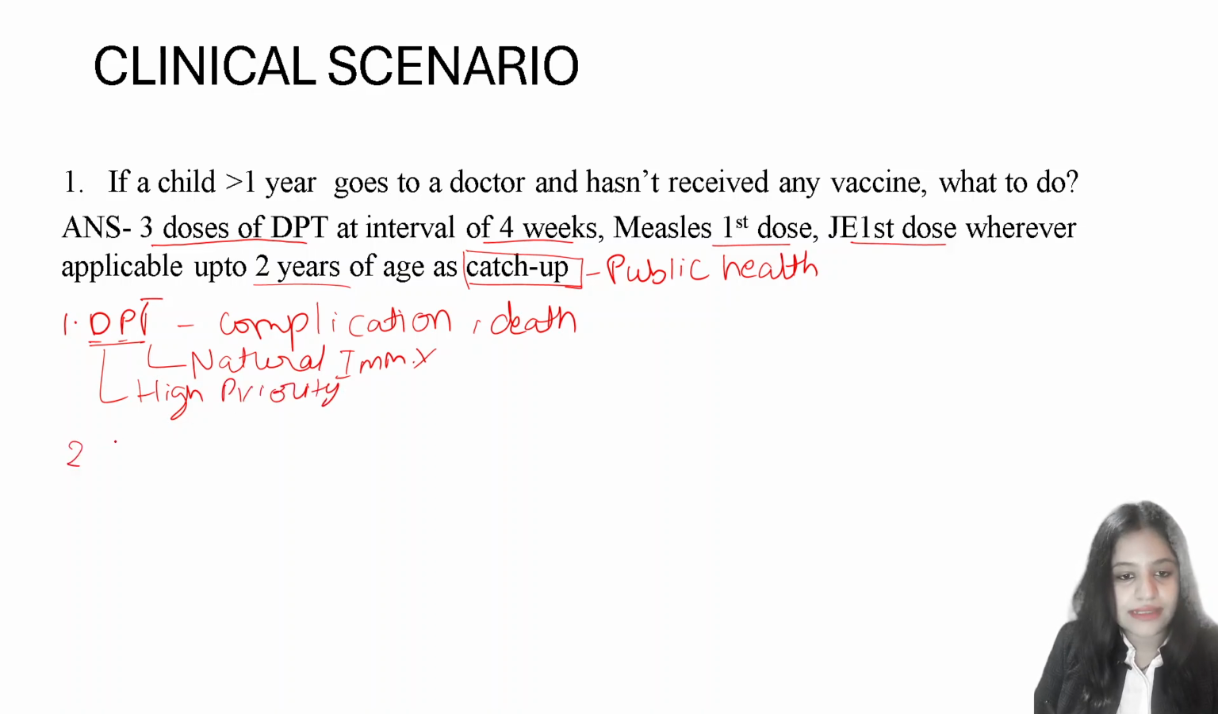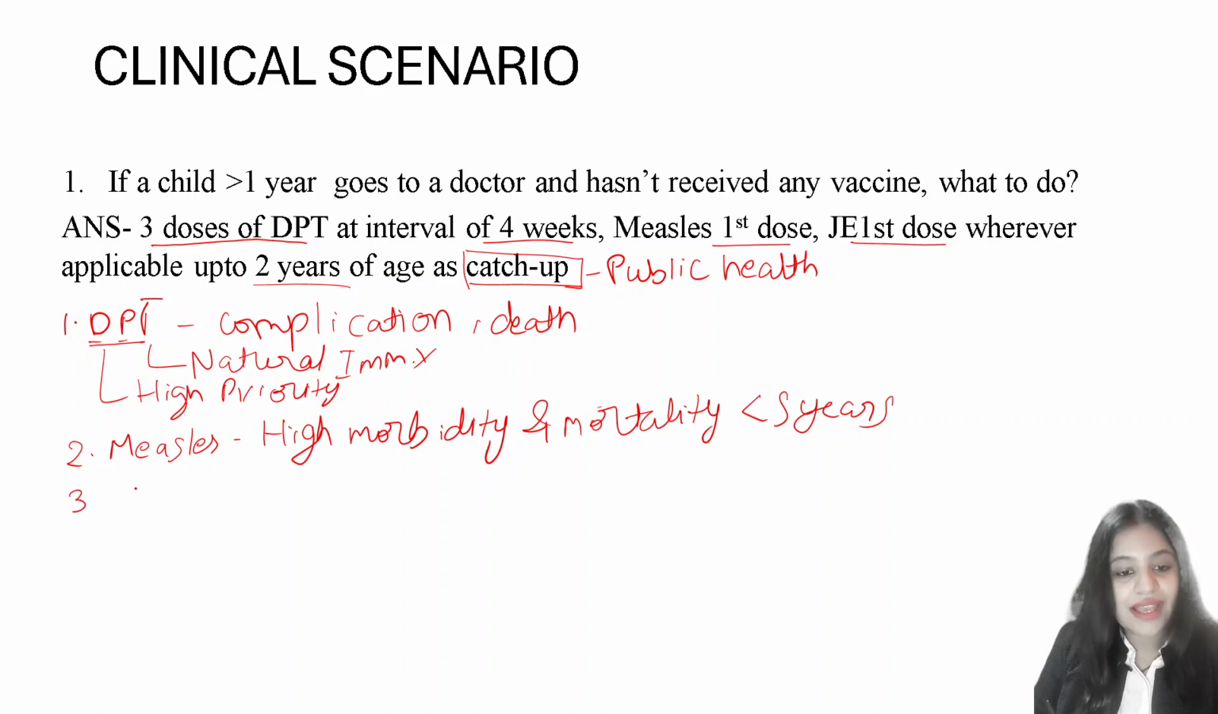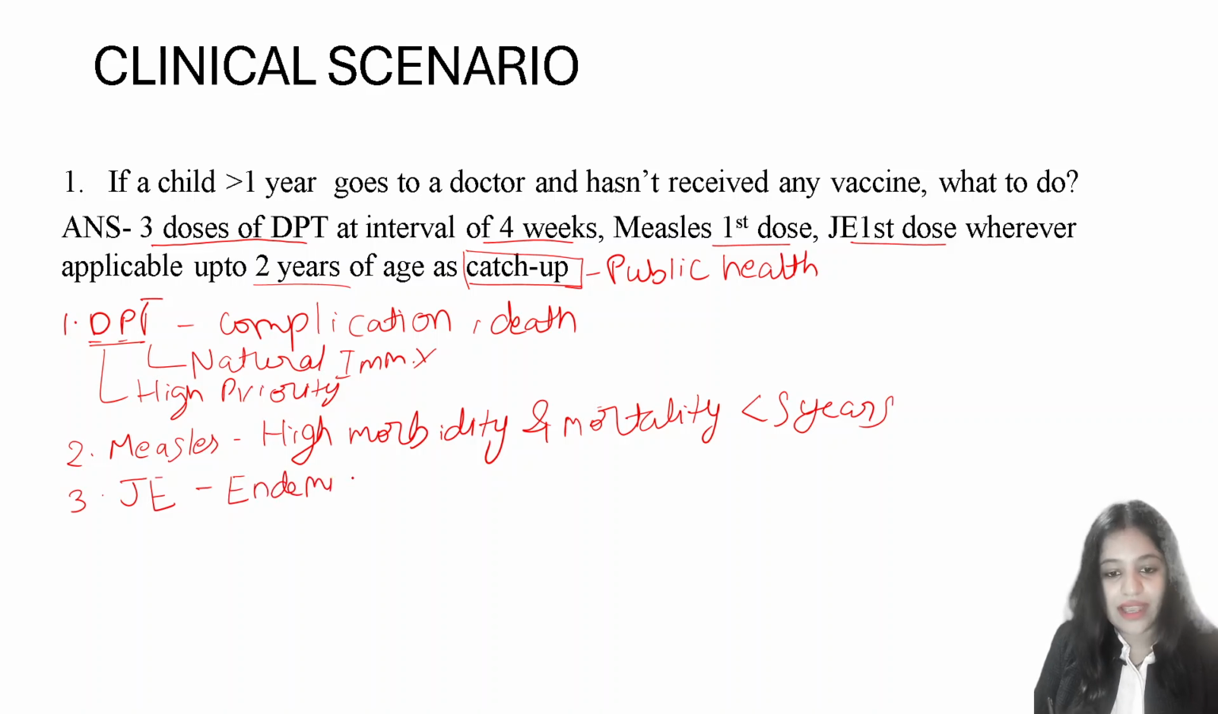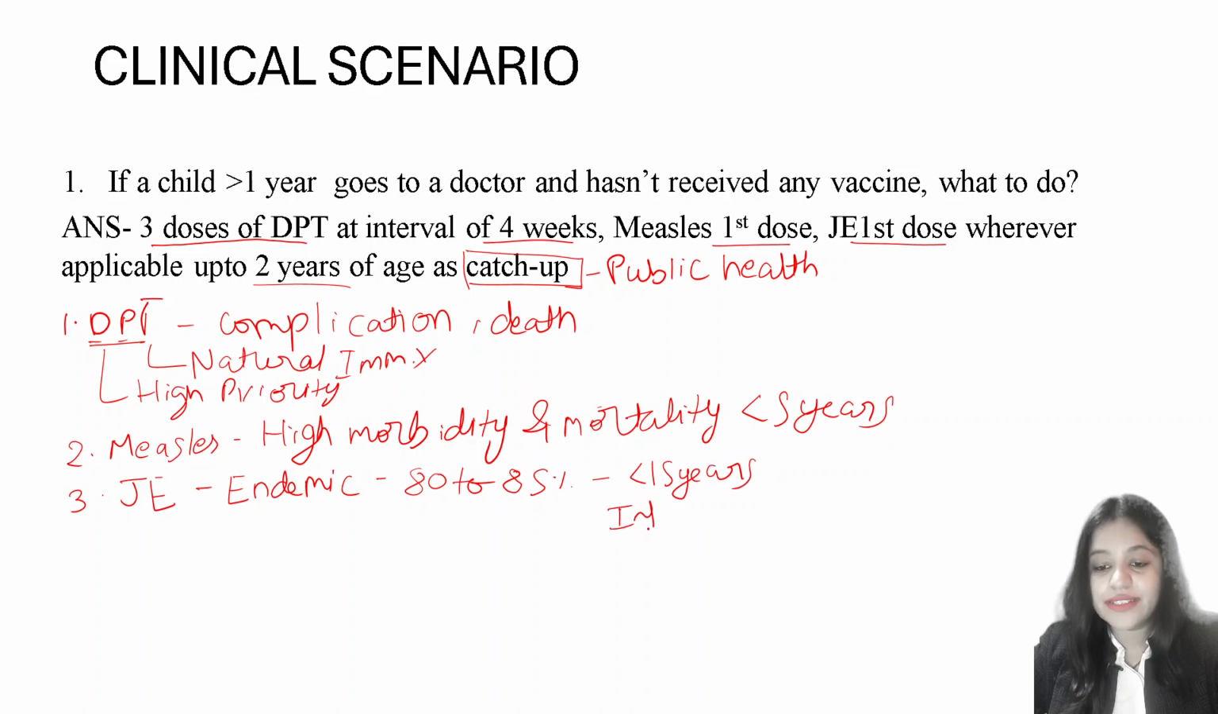Second vaccine, measles. Measles is the cause of high morbidity and mortality in children less than 5 years. So, this also becomes a priority. Third, Japanese encephalitis, in selected states which are endemic. 80 to 85% of cases of Japanese encephalitis are in children under 15 years. It doesn't affect infants. That's why, as you saw, we started the first dose of Japanese encephalitis at 9 months. Clear? So, this is your catch-up immunization.